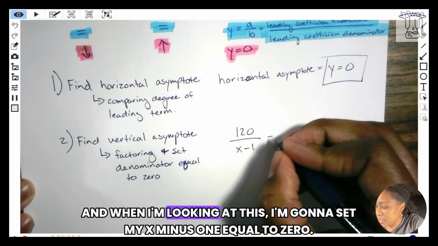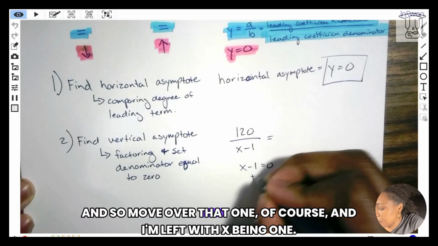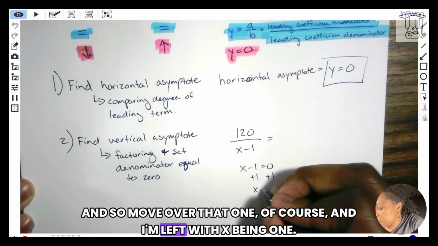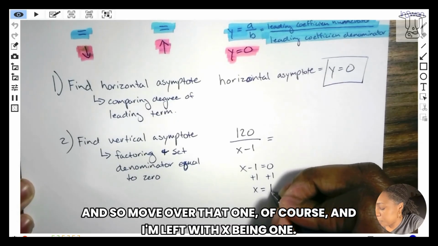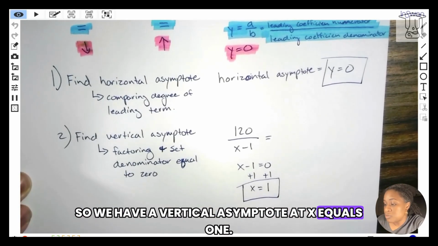And when I'm looking at this, I'm going to set my x minus 1 equal to 0. And so move over that 1, of course. And I'm left with x being 1. So we have a vertical asymptote at x equals 1.